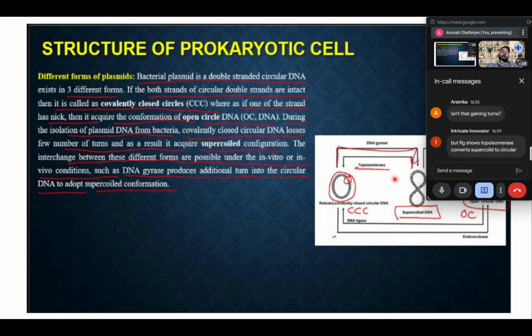Topoisomerases are just enzymes that can cut and then rejoin DNA. But whether it helps in positive or negative supercoiling depends on the type of topoisomerase that is present. So they are like 1 to 4, and depending on which one of them, one can go from supercoiled to normal, and the other can go from normal to supercoiled.